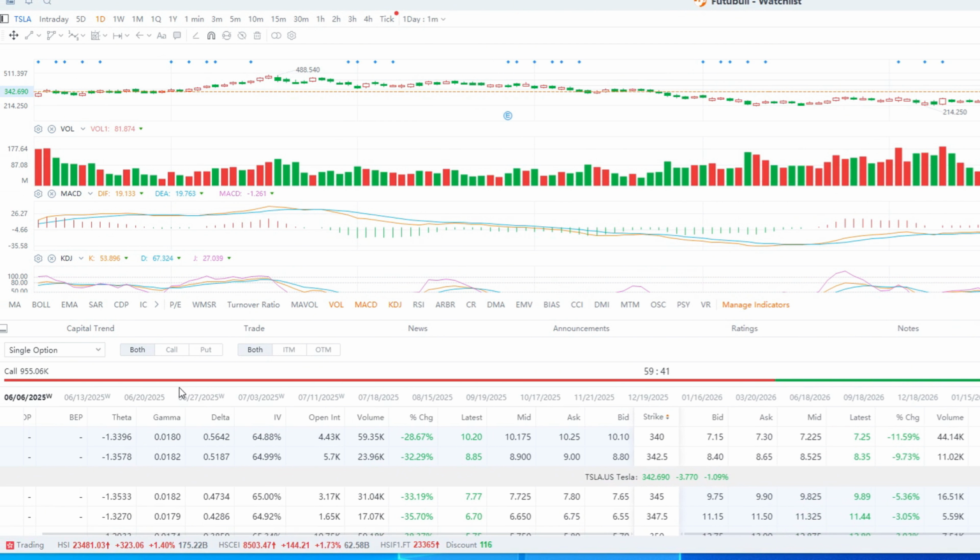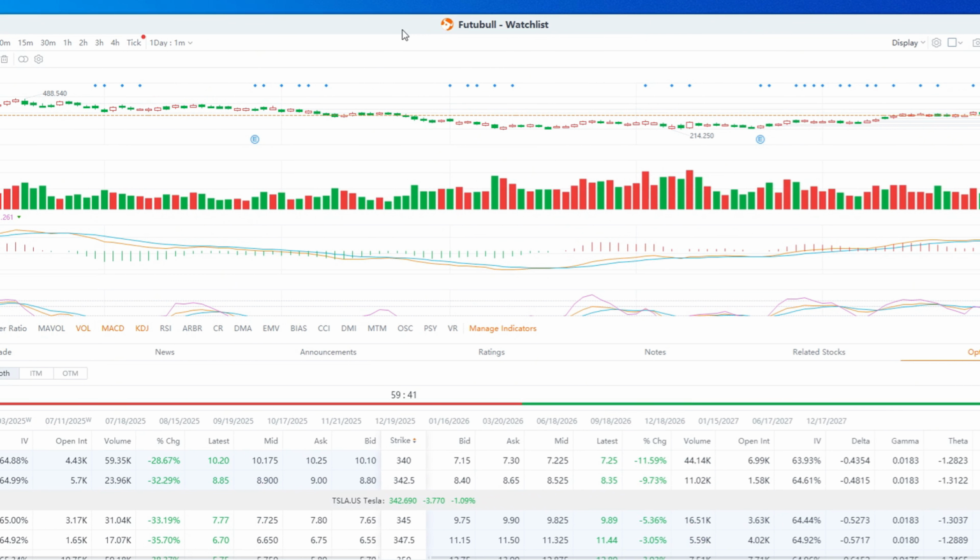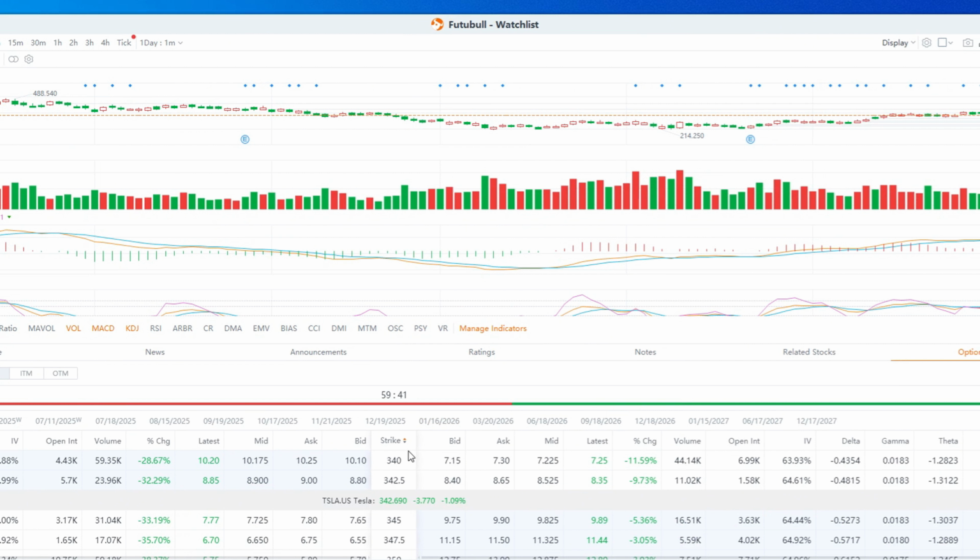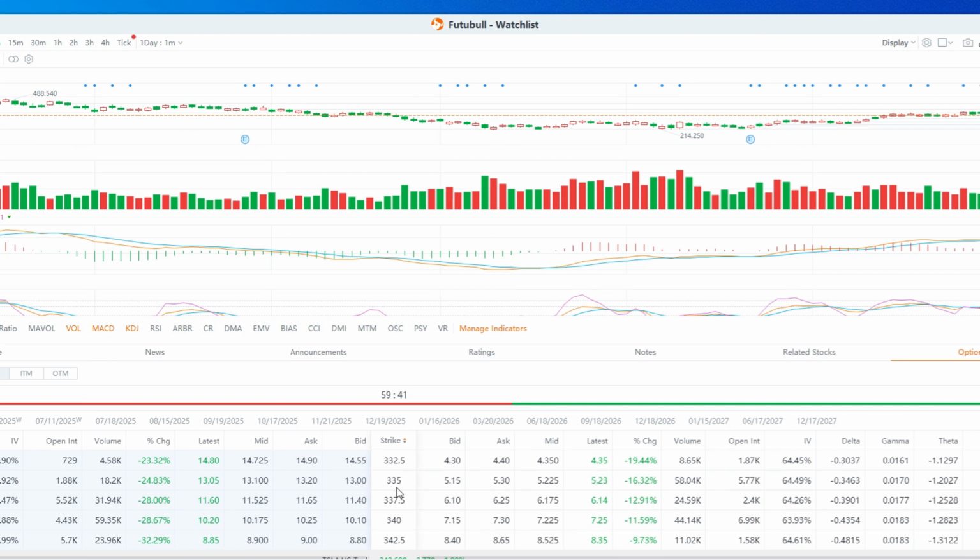Third, expiration. We expect this to happen in a month. So set the expiration to June 27th. Expiration June 27th. Next, we expect it to fall to 300. So the strike price is 300. Strike price 300. That's where we expect it to reach.